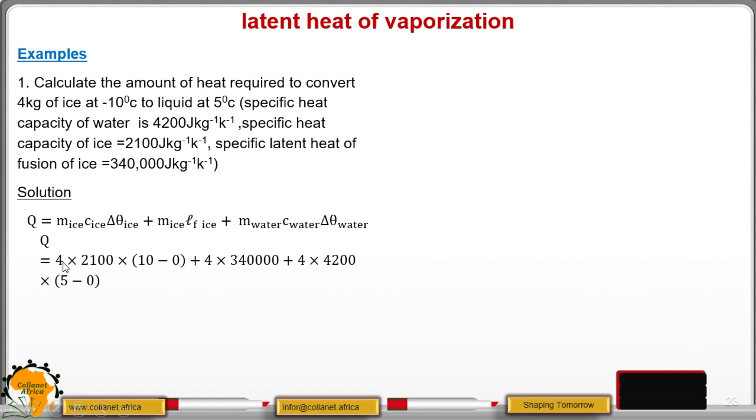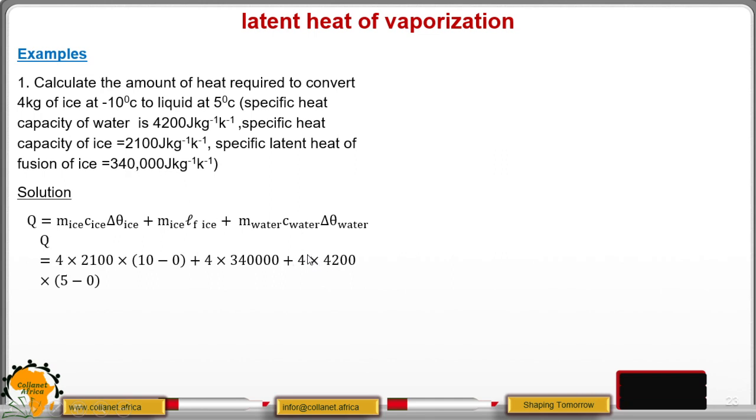We have the mass of the ice multiplied by the specific heat capacity of ice, and then the change in temperature. Because the ice was at -10 and is coming to 0, that will be 10 minus 0, to get 10. Then the heat required during melting: the mass of ice, 4 kg, multiplied by the specific latent heat of fusion, given as 340,000.